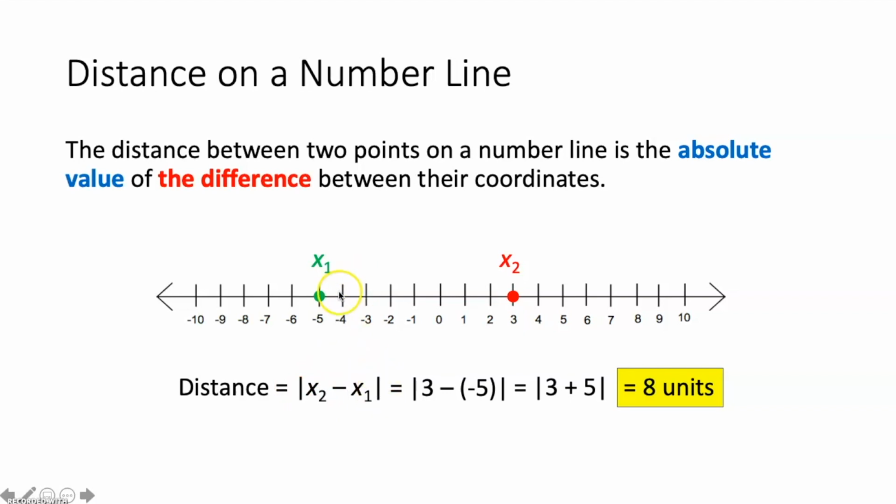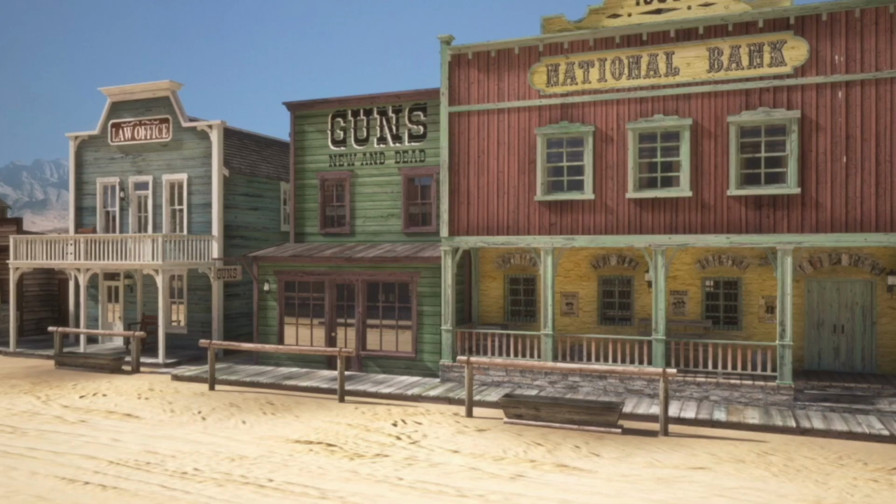And last thing, we could also just count on a number line. If you had numbers that are close together and you want to find the distance and you forget that it's the absolute value of the difference of their coordinates, you just go 1, 2, 3, 4, 5, 6, 7, 8 units. And that is the distance between these 2 points.